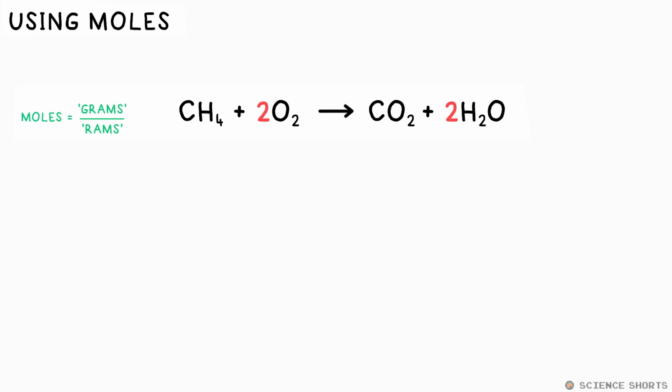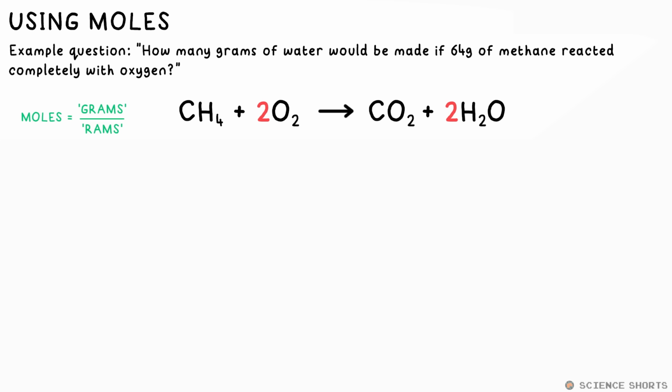Let's take our methane combustion reaction again. Like we said, in order to balance this, we'd need 2 oxygen molecules per 1 molecule of methane. This is also true for moles then too. We'd need double the moles of oxygen to methane. So here's how a question could go. How many grams of water would be made if 64 grams of methane reacted completely with oxygen?